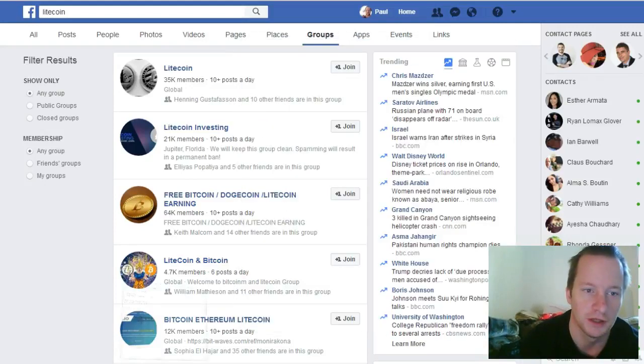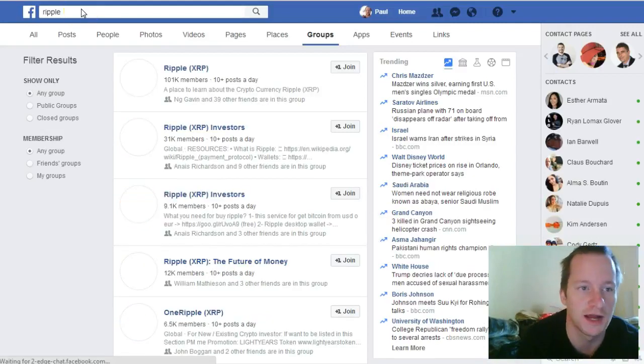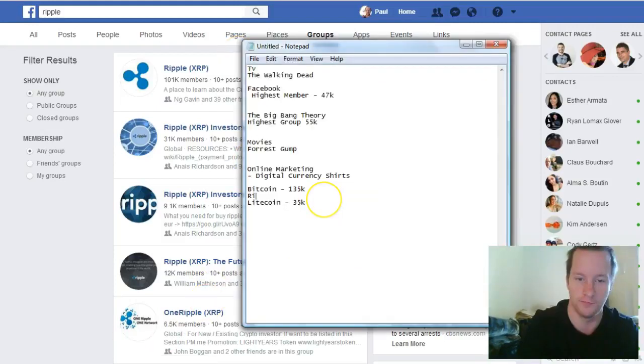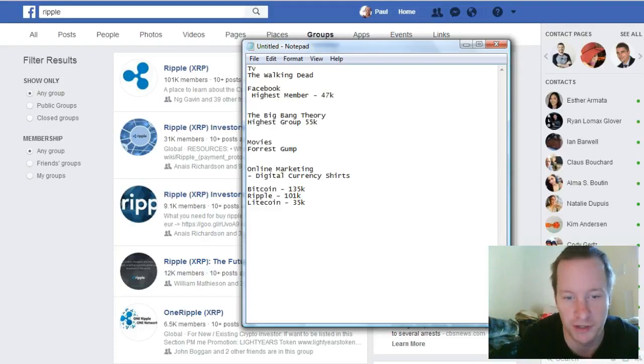So let's look at a couple other cryptocurrencies. Looks like Ripple has a big group as well. We have Ripple right here. We have 101,000 members in Ripple. So it's pretty close to the popularity of Bitcoin as far as these groups go.